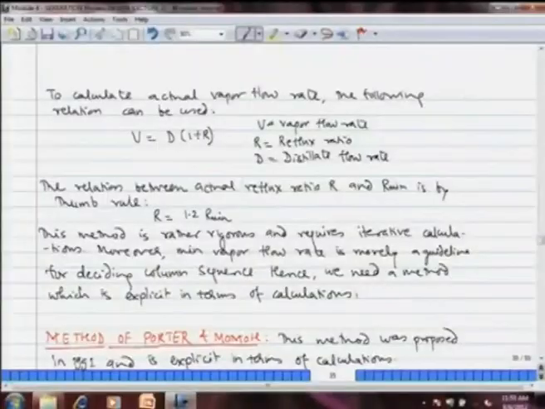So, with this you can determine the vapor flow rate of each column, and then you add the total vapor flow rate of 4 columns in each sequence and find out which sequence has the minimum total vapor flow rate. However, this method is implicit, though rigorous. It requires iterative calculations, especially to determine the values of theta from the first equation. And the minimum vapor flow rate is merely a guideline for deciding column sequence. Therefore, we would like to go for some method which is explicit in nature, which can be easily solved using a simple calculator.